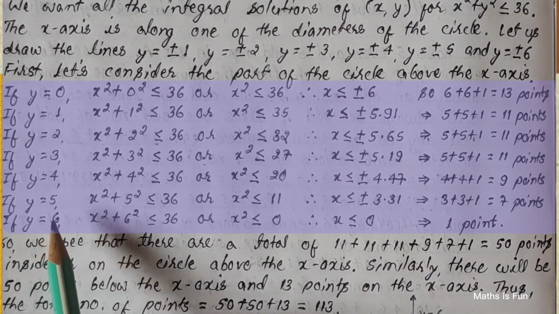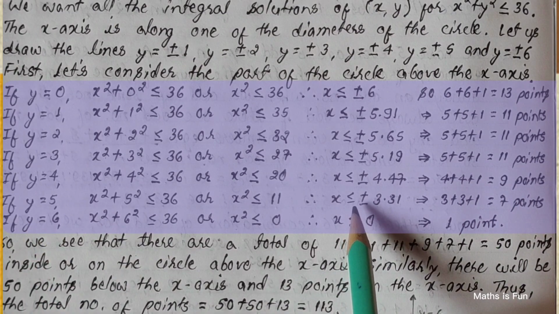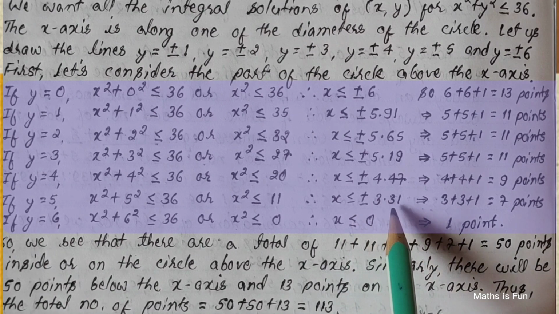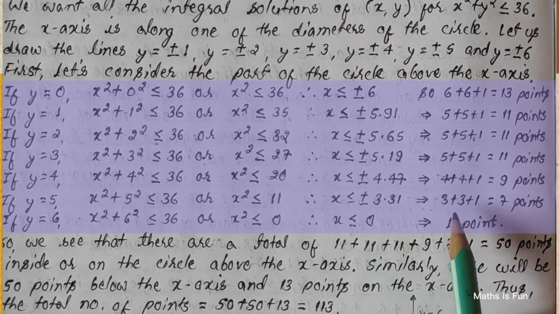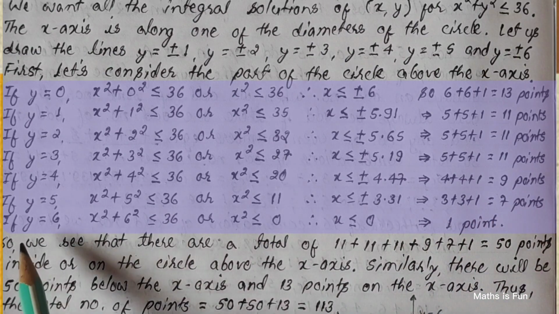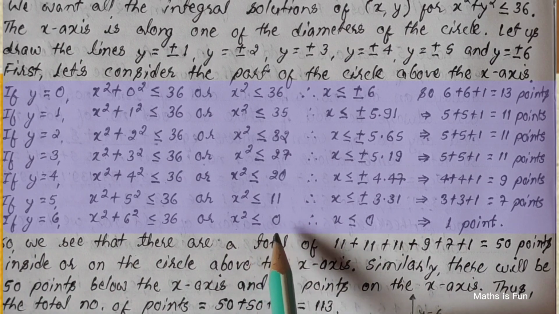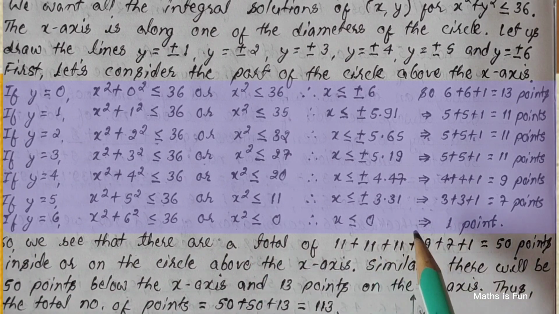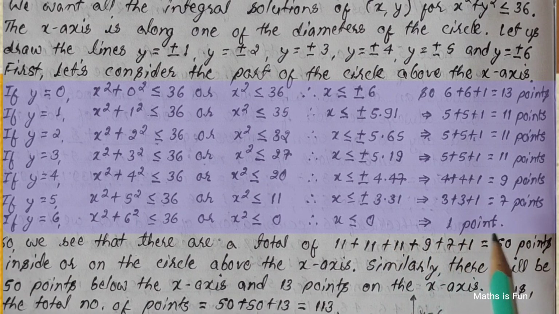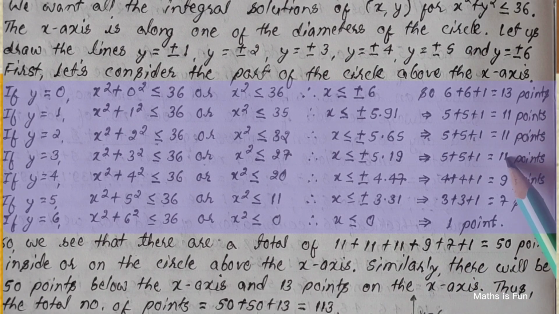So if y equals 5, we have x smaller than or equal to plus minus 3.31. This implies that there are a total of 3 plus 3 plus 1, 7 points. And finally, if y equals 6, then x will be smaller than or equal to 0. That means there are no points to the left and right of the y-axis. There is only 1 point on the y-axis, so we have 1 point. We see that there are a total of 11 plus 11 plus 11 plus 9 plus 7 plus 1, that is 50 points above the x-axis.